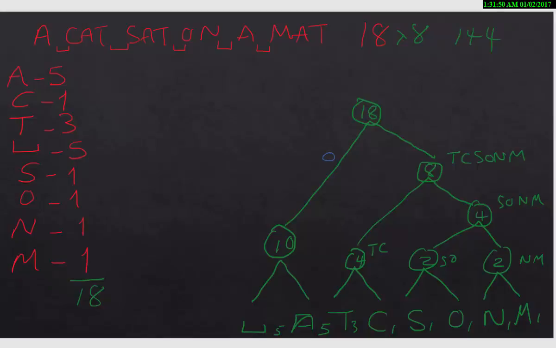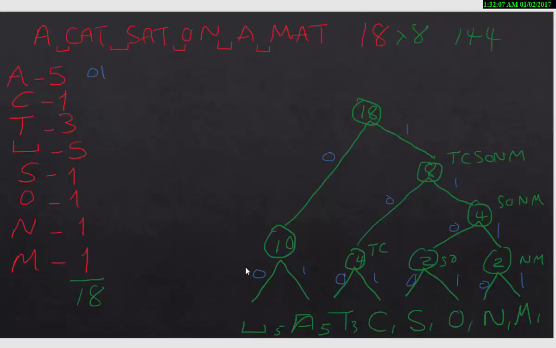So let's label it up. Our binary tree has 0, 1, 0, 1. Be consistent. 0 on the left, 1 on the right, 0, 1, all the way across. And this gives us our code. So an A is going to be 0, 1.